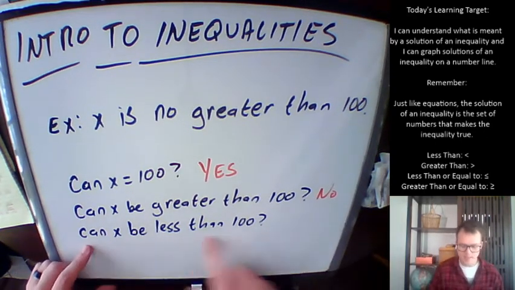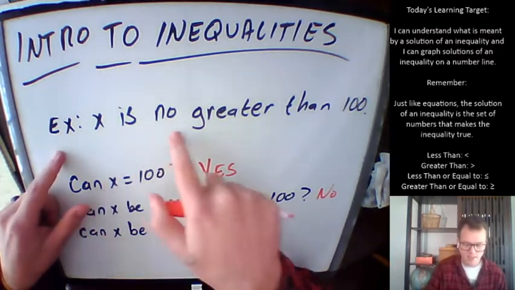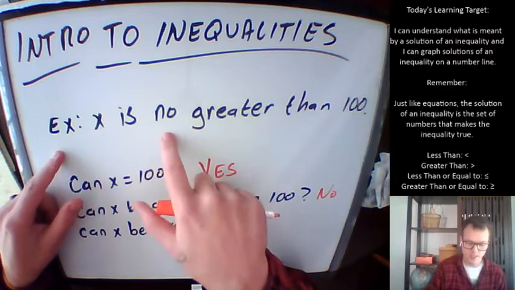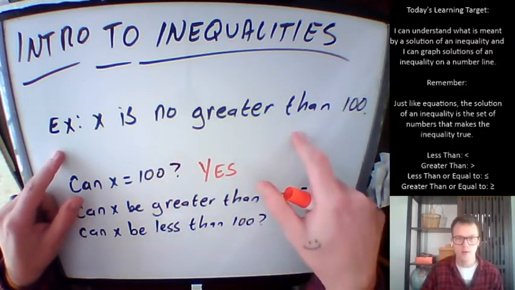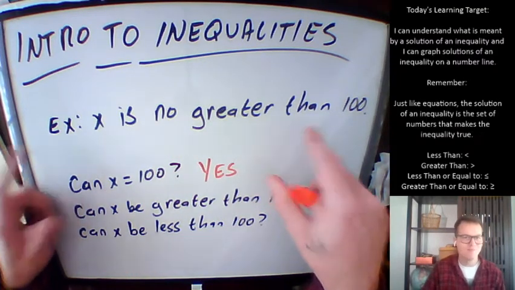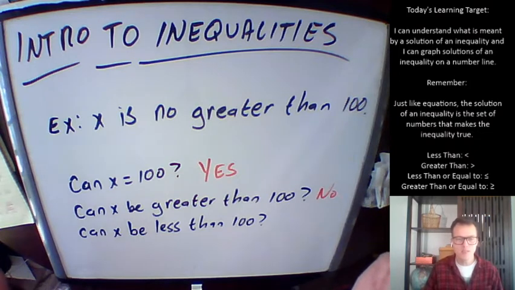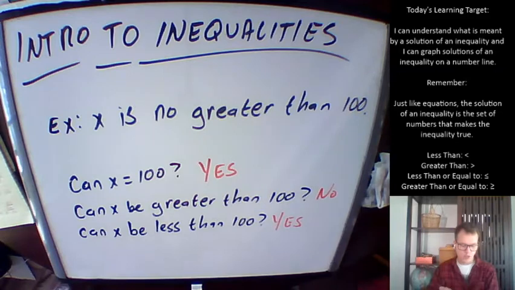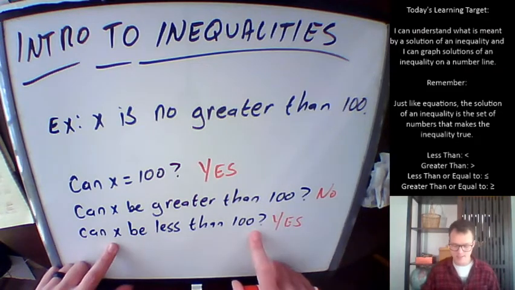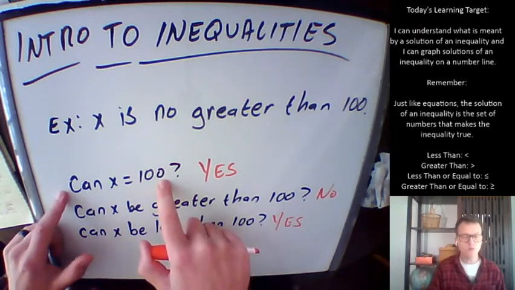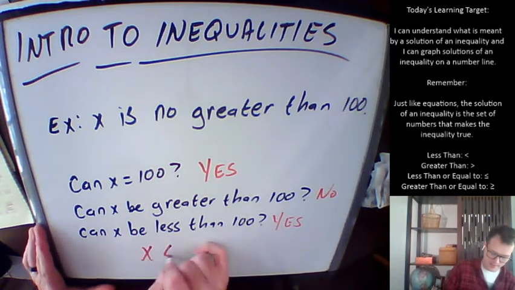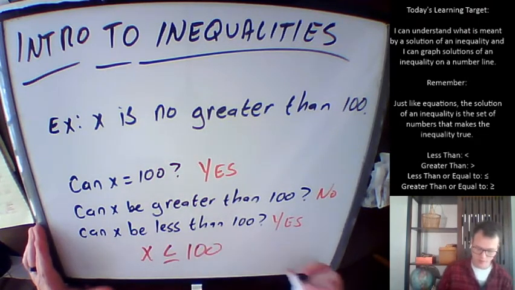Can x be less than 100? Well, x is no greater than 100. It doesn't say anything about less than it. We just know it's not greater than 100. Well, if it's not greater, it could be less than. It could be smaller than 100. So I would say yes to this one as well. So x can be less than 100. X can be equal to 100. Therefore, our statement here is going to be x is less than or equal to 100.